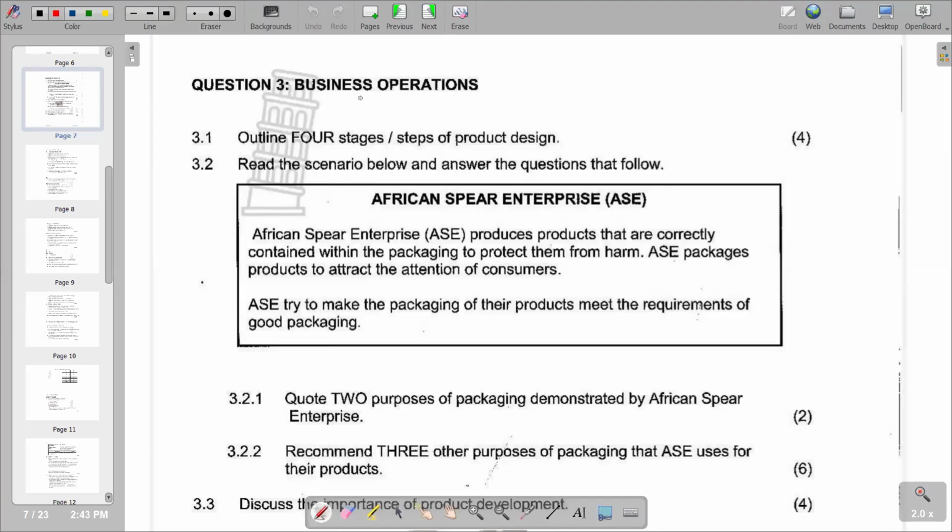So our question 3 is on business operations, and the first question reads: outline 4 stages or steps of product design. Basically, product design is creating new products to suit the needs of the customers. That is product design. So the question requires us to come up with 4 stages or steps of product design.